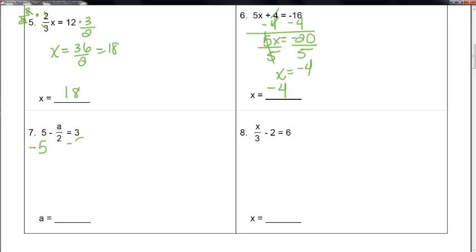Subtract both sides by 5. -a divided by 2 is equal to -2. Multiply both sides by -2. A is equal to -4.